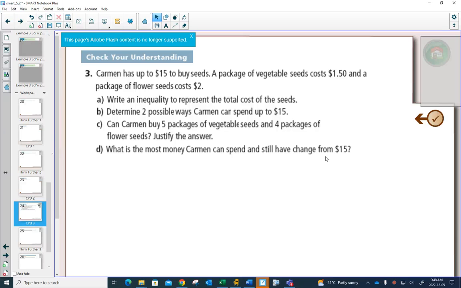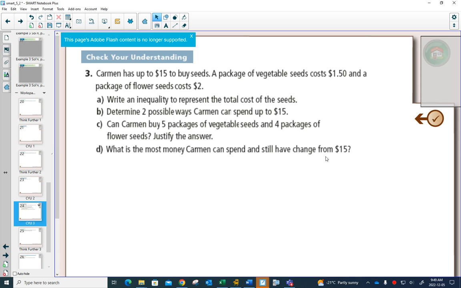So we are on page 358. This is one of the questions that we had skipped, and I thought it would be a good time to do it now, and I think there's one similar to this on your test. So Carmen has up to $15 to buy seeds. A package of vegetable seeds costs $1.50, and a package of flower seeds costs $2.